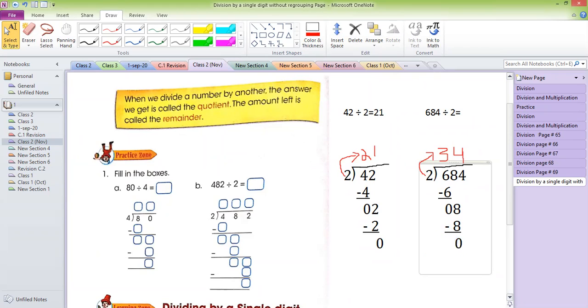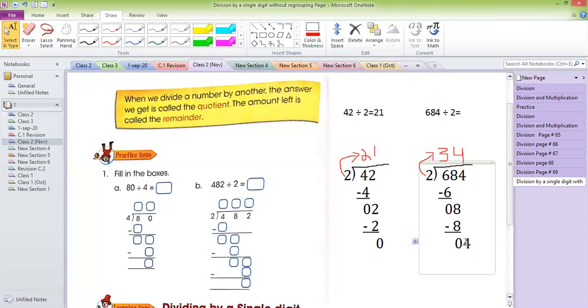You will get 0. Now you have done with this 6. You have done with this 8. Only one digit is left which you have not divided. That is 4. So you will write here 4. You will drop this 4 down, and you will follow the same steps which you did for 6 and for 8.